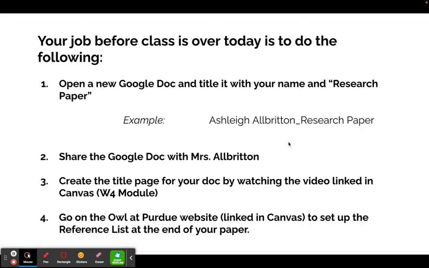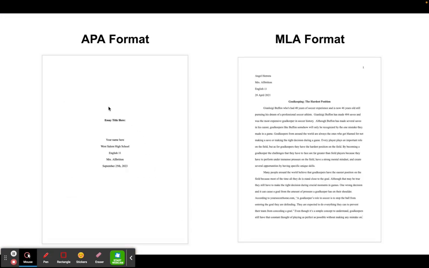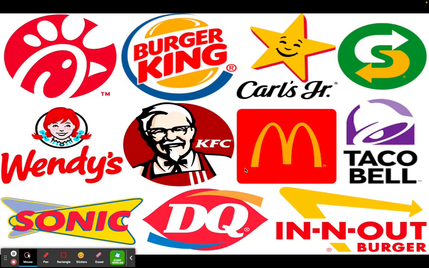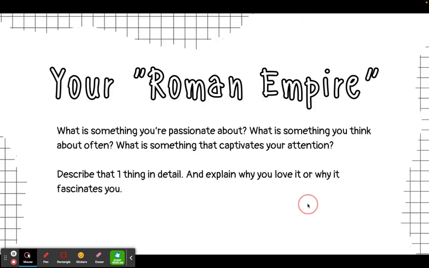And then you're going to go into the OWL at Purdue, which I've linked on Canvas, and you're going to make the title page, which essentially looks just like this. And that's all you're doing Tuesday and Wednesday. And then on Thursday and Friday, we are starting off with some more reading time.